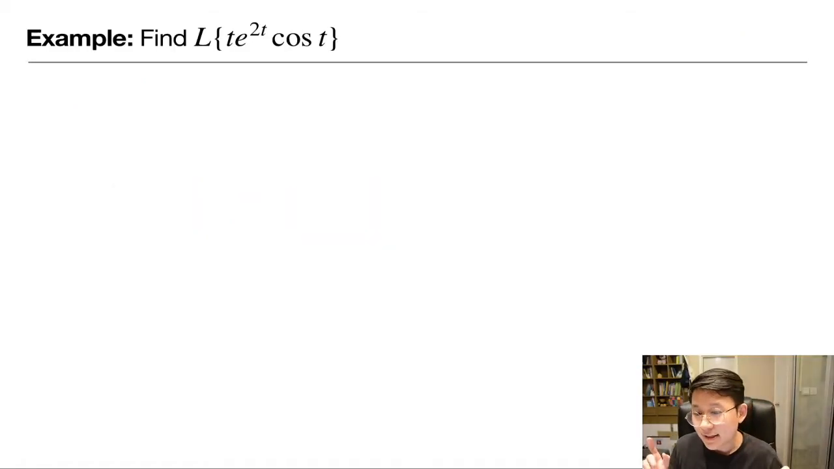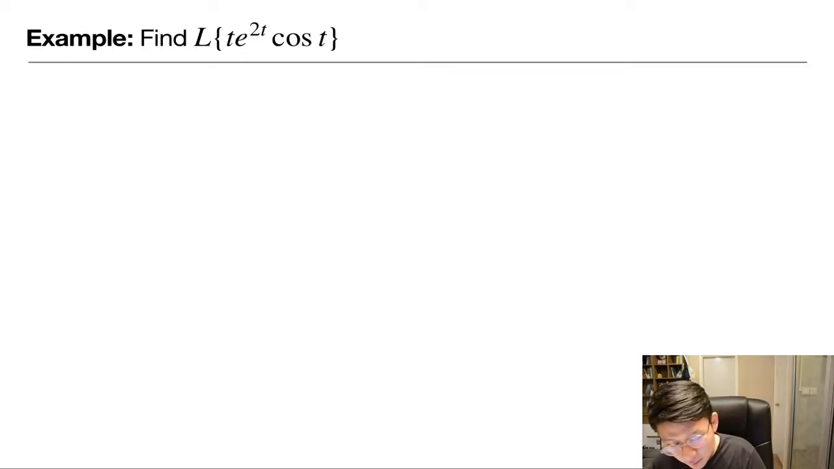Okay, let's look at this example. For this example, it seems like we can't use the first and the second techniques, right? Because it's not e to the at f(t), and it's not t to the n f(t). So it seems like we can't really use either technique, but actually we can use both of them. Actually, we need to use both of them, right?